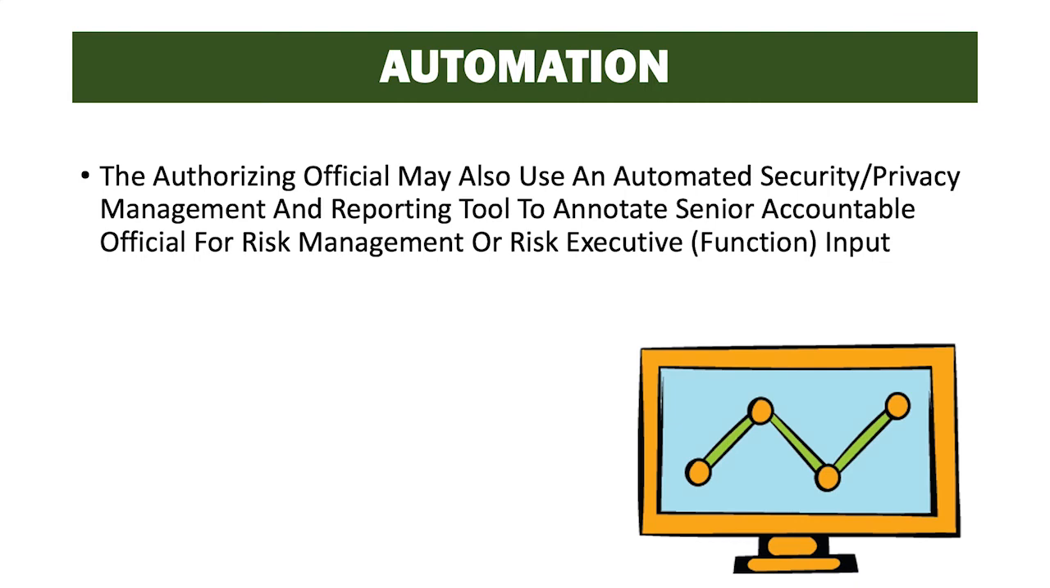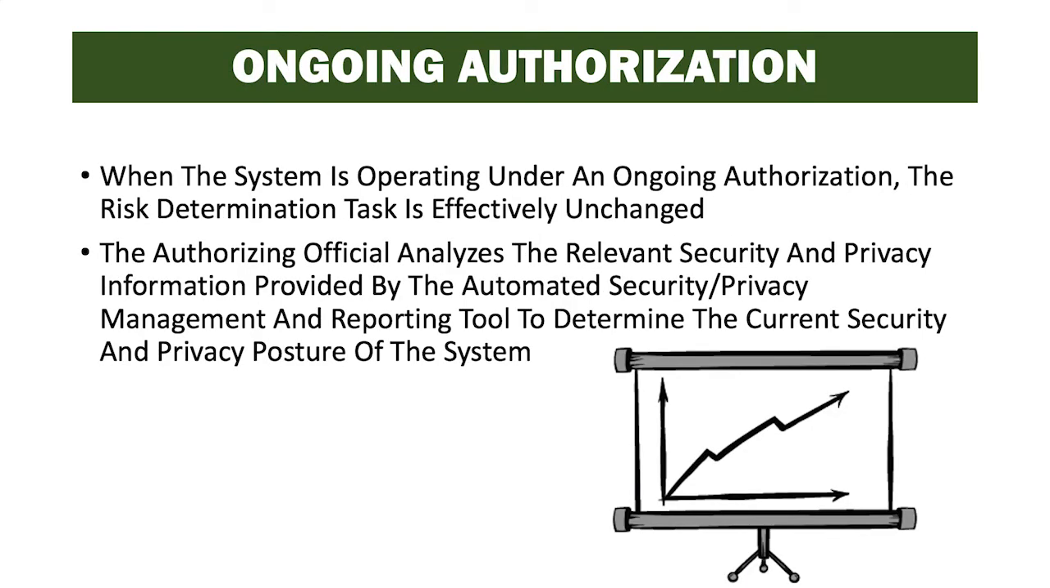The authorizing official may also use an automated security and privacy management and reporting tool to annotate senior accountable official for risk management or risk executive function input. We can add that information to the automated system, not a problem. When the system is operating under an ongoing authorization, the risk determination task is effectively unchanged. The authorizing official analyzes the relevant security and privacy information provided by the automated security and privacy management and reporting tool to determine the current security and privacy posture of the system.